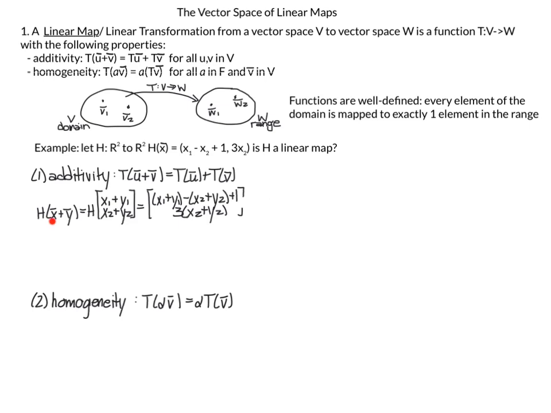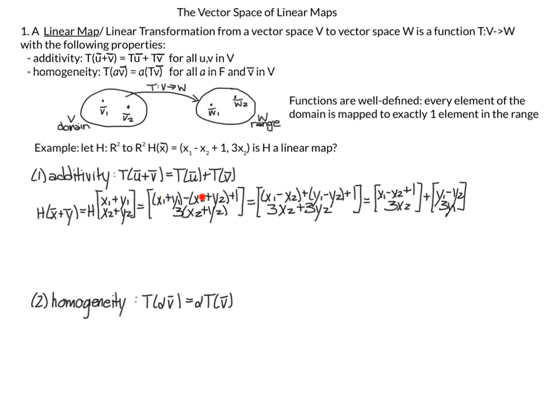When I look at h of x plus y, that is h of x1 plus y1 and x2 plus y2, remember we're in R2, then I'm going to do x1 minus x2 plus 1. So our first coordinate is x1 plus y1. I subtract our second coordinate, x2 plus y2, and then I add 1. For the next coordinate of our range, that's 3x2. That's 3 times the second coordinate, so 3 times x2 plus y2.